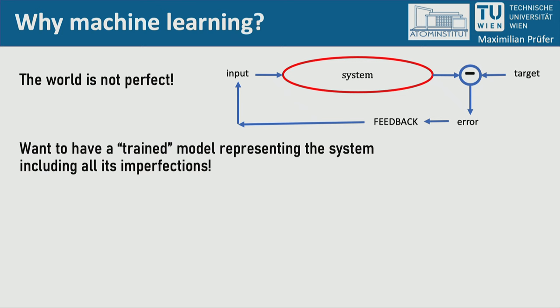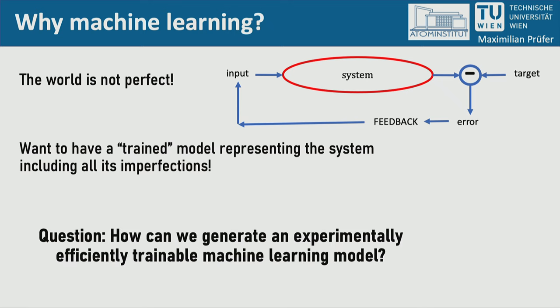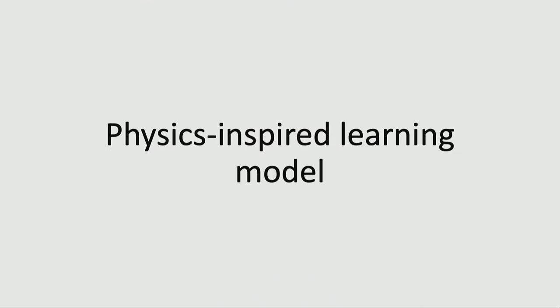And you would like to spare this time, because if you can spare the time of optimizing an optical potential, you can do some very interesting quantum simulation in the same time. So that's why we were aiming for a model to do this optimization of the optical potential offline, so without using the actual system. So now we ask the question: how can we generate an experimentally efficiently trainable machine learning model? And this is what we, in the end, called a physics-inspired learning model, which is a quite fancy term for something very simple, but you will see it in the next slide, okay?